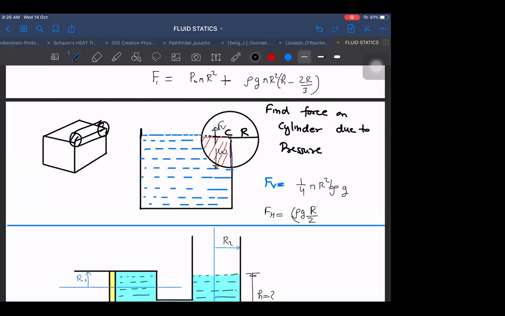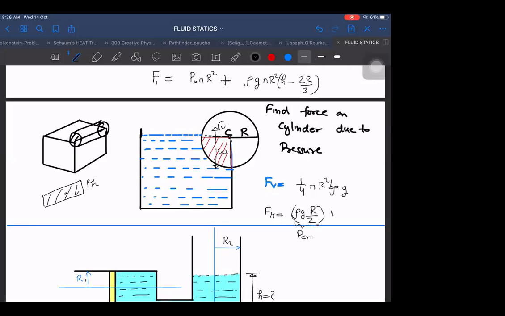Wait a second. Rho g r by 2. That is the pressure at the center of this vertical area. It will be a rectangular area, and the center of this will lie at a depth of r by 2. Then this is the PCM value. Understood, sir. This is the PCM value.